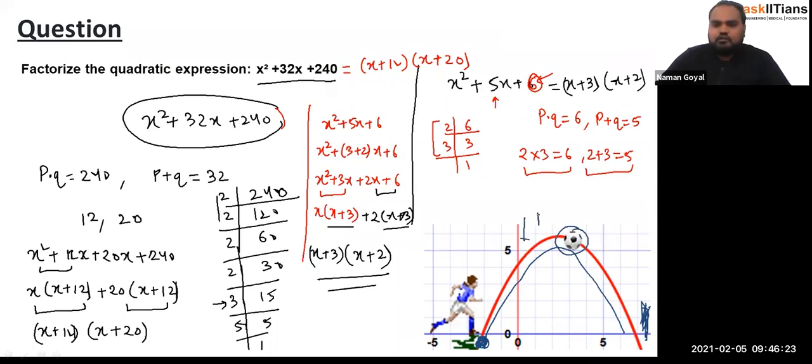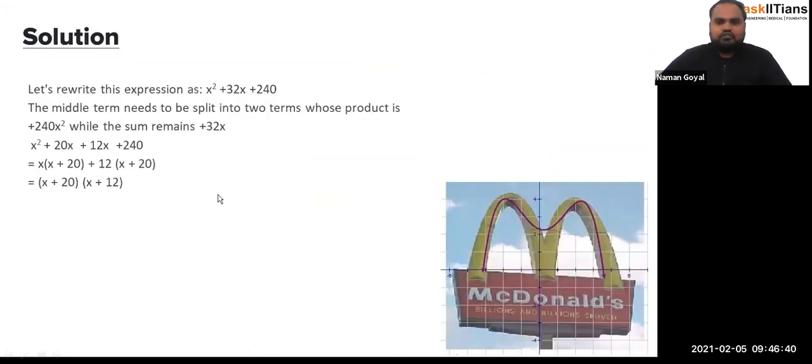So we can say that the path traveled by that football is a parabolic path. Okay, so now this is the solution. Again we have the example of the McDonald's sign. That part is what? A parabolic part. So we got the same answer. Okay, this is the solution.